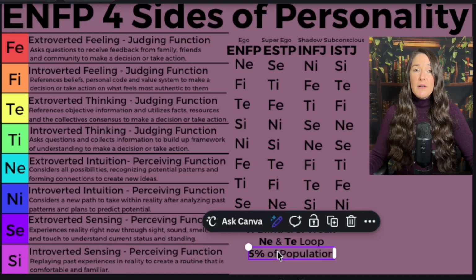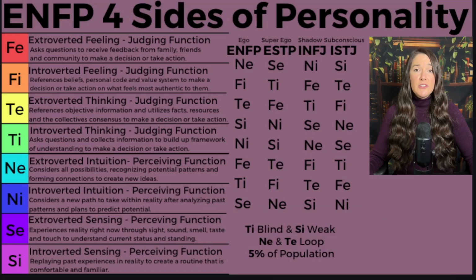So ENFPs are about 5% of the population. You're going to have a decent amount of them in your classroom. You might have a couple in your family tree. So they're not necessarily super popular, but they're also not necessarily super rare. But more often than not, you're going to have an ENFP in your contact list. So let's begin with their ego, shall we?